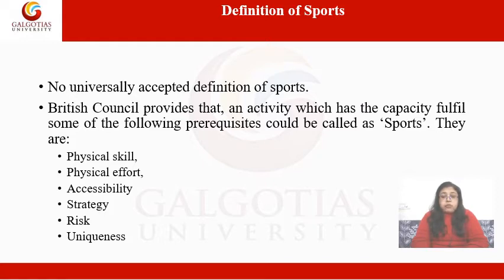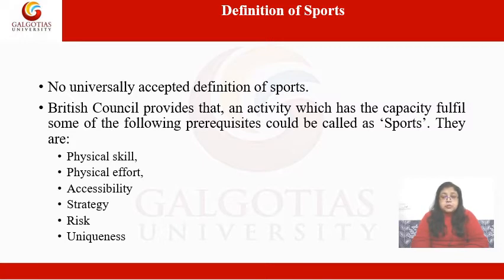But in spite of all the effort taken to define the concept of sports, we can say that there is no universally accepted definition of sports. However, there are various bodies who have taken serious effort and made serious research so as to coagulate different aspects and corners of sports and to come up with a definition. One of such bodies is the British Council.